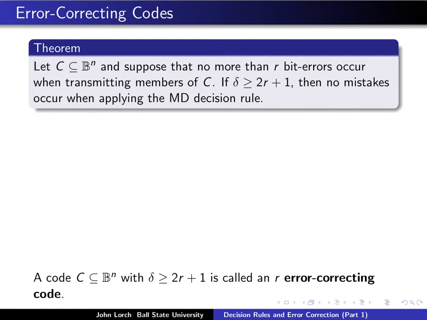So we can use the previous lemma to prove this important coding theorem. So we suppose that we have a code, a binary code, on strings of length n, and that no more than r bit errors occur when transmitting code words. If the minimum distance of this code is bigger than or equal to 2 times r plus 1, then no mistakes occur when applying the minimum decision rule. So let's prove this theorem.